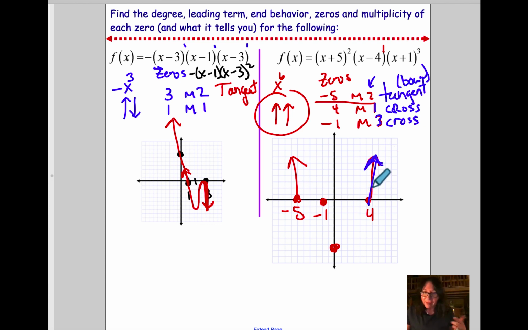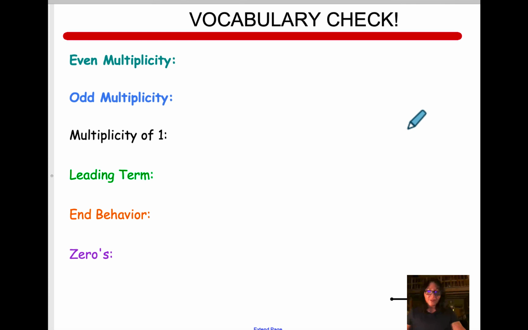It is x to the 6th power, and I only have 3 zeros here. So that means there's some stuff happening here. So I'm just going to make it a little wavy. At negative 1, it does cross. And then at negative 5, it does have to bounce off. So it bounces back off and it goes back up.